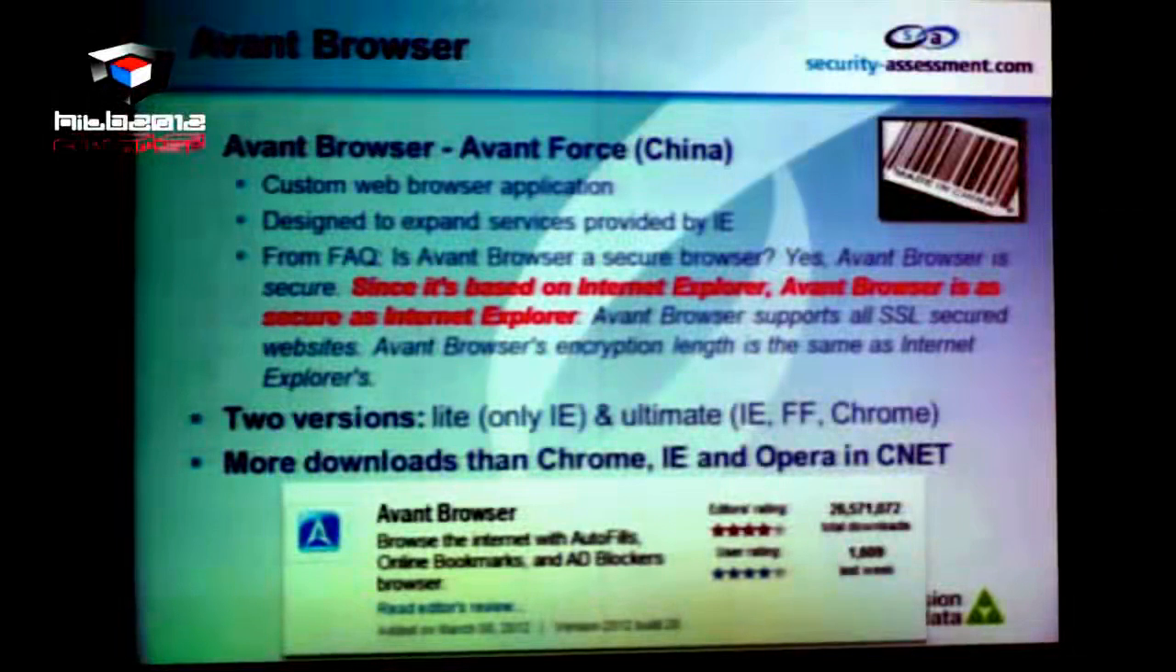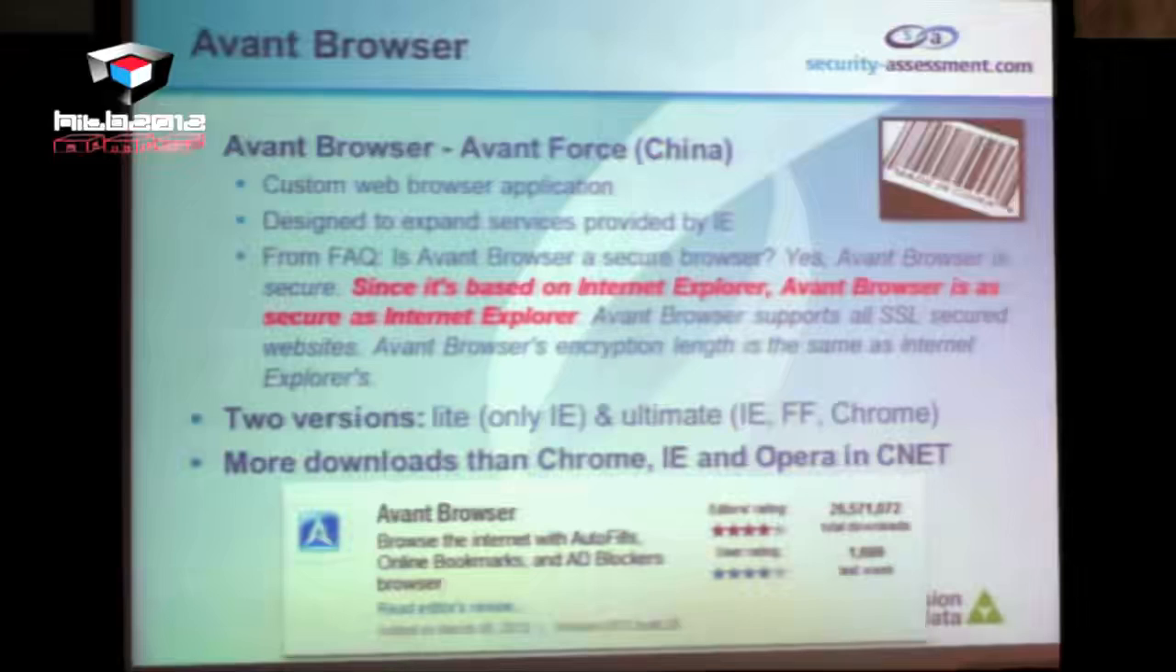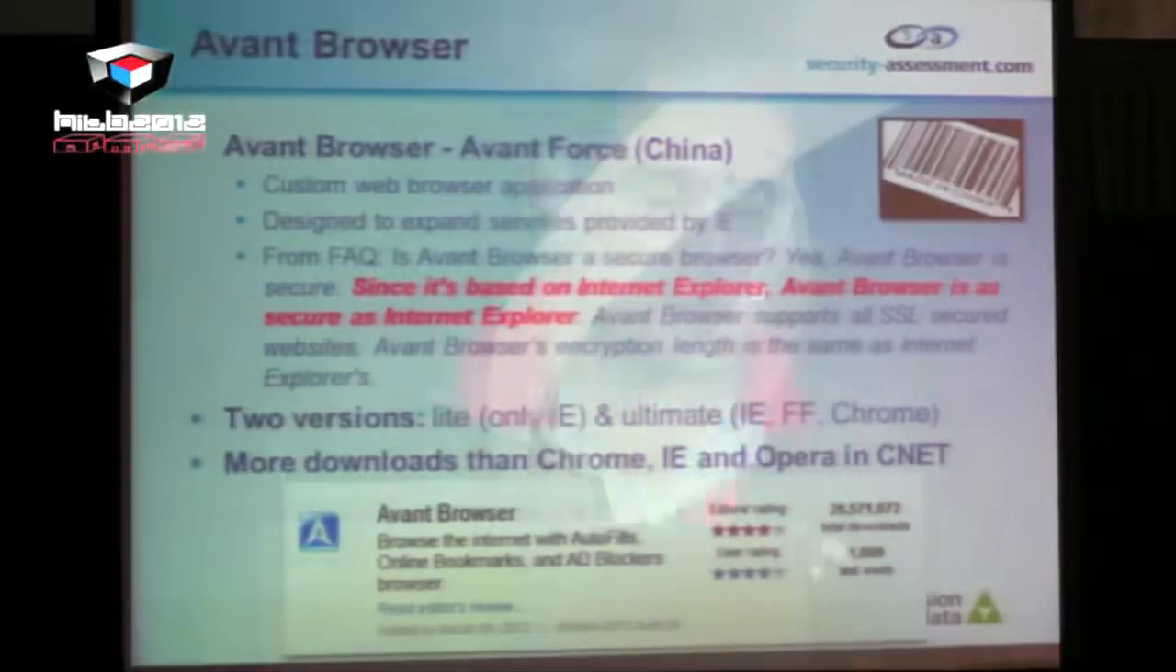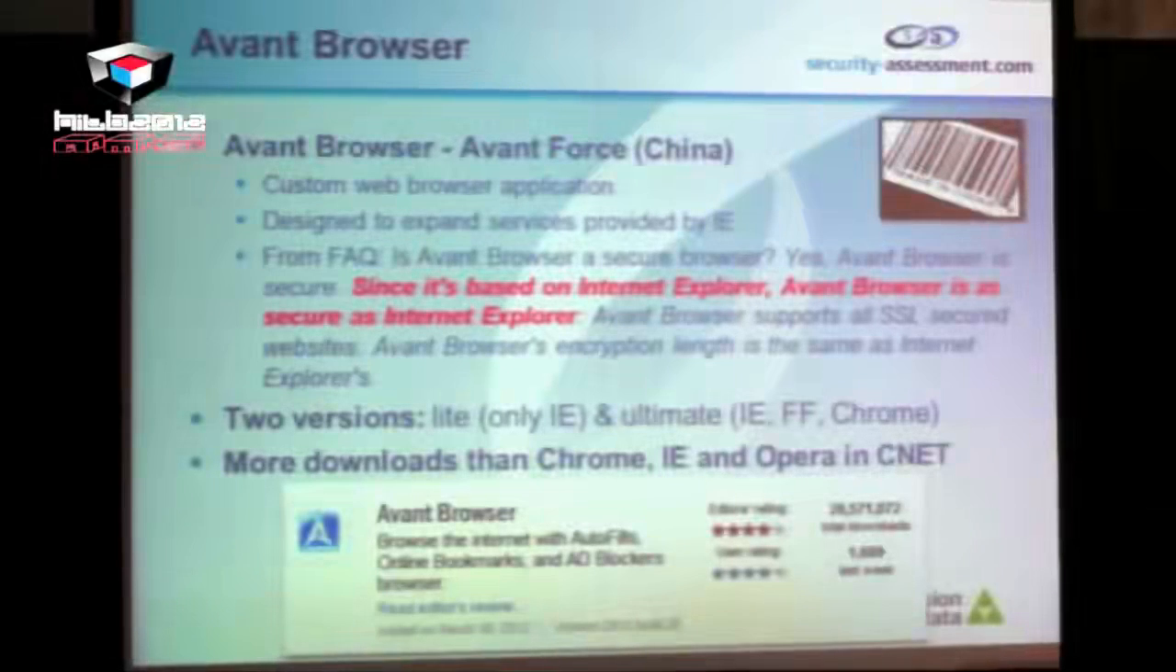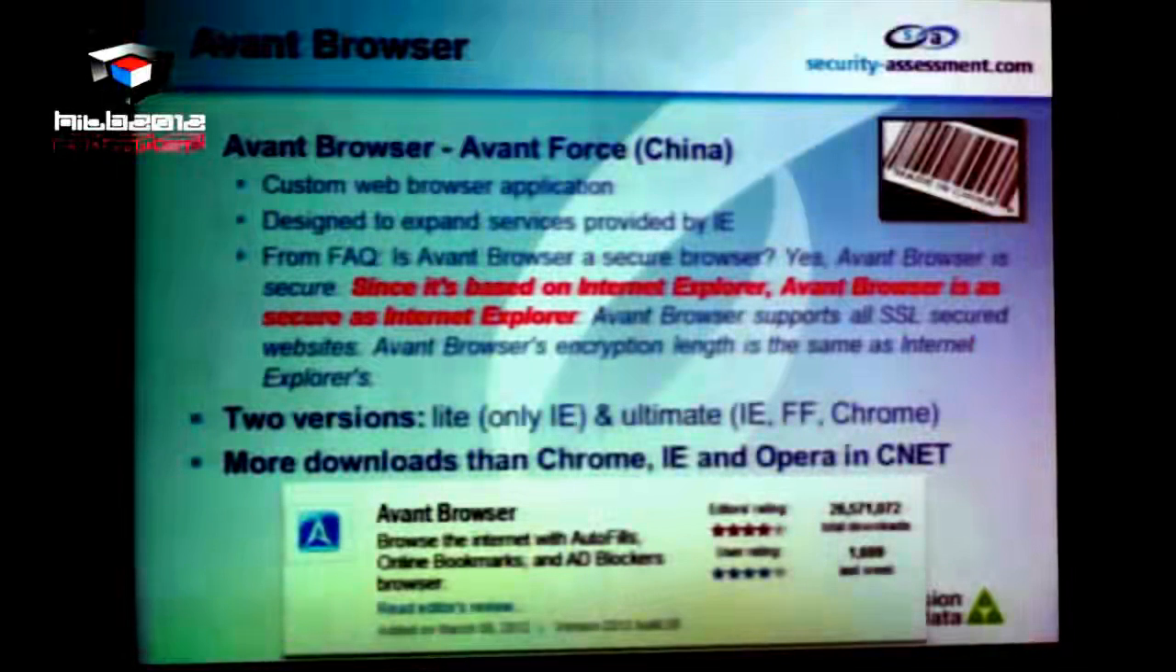This is interesting because this is another kind of hybrid browser. There are 2 versions. One is the Lite and one is the Ultimate. Lite is based on IE. You need to have Internet Explorer to have Avant browser. With the Ultimate, you might actually have Firefox or Chrome as well. But what I found very funny from the FAQ page is the question, is Avant browser a secure browser? And the response says, yes, Avant browser is secure. Since it's based on Internet Explorer, Avant browser is as secure as Internet Explorer. It's kind of delegating security to the other browser, but that's not true.